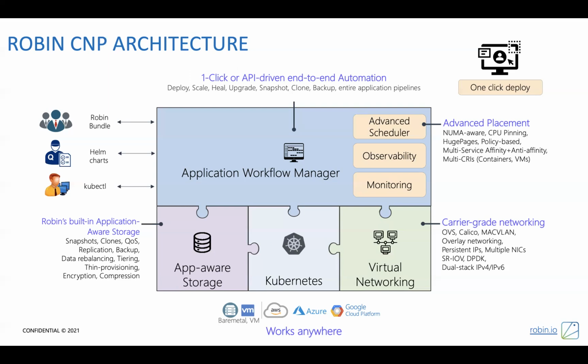Also, we have observability and monitoring built in using open source Prometheus and Grafana. And the users would be able to deploy the application either using Robin bundle, Helm charts, or kubectl commands. We also have full API integration for end-to-end automation for lifecycle management of the application, including deploy, scale, upgrade, and snapshot. So all the operations that you would do using CLI or UI would be able to be performed using API as well.